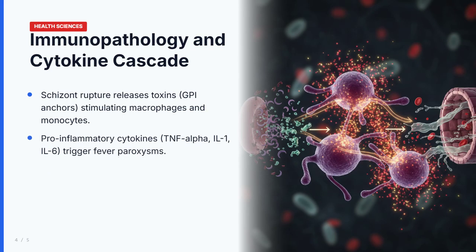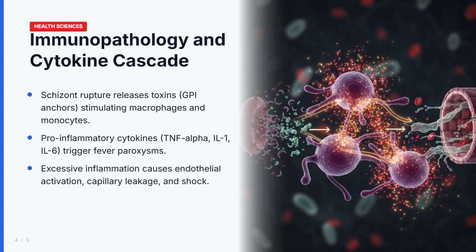Moving on to the immunological warfare taking place within the host. When those schizonts rupture, they do not just release merozoites, they release toxic waste products, specifically glycosyl phosphatidyl inositol, or GPI anchors. Now, the body does not take this lightly. These toxins violently stimulate our macrophages and monocytes, waking them up to fight. Consequently, we see a massive release of pro-inflammatory cytokines, specifically tumor necrosis factor alpha, interleukin-1, and interleukin-6. This is the biological mechanism behind those violent shivering and fever paroxysms your patients present with.